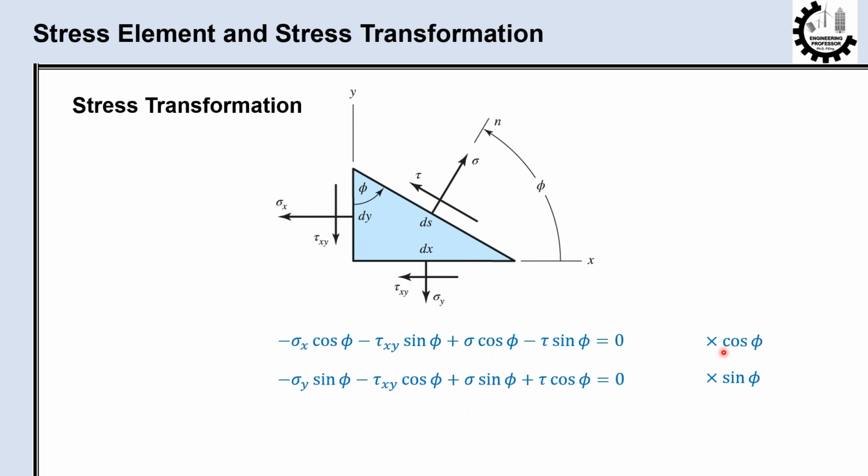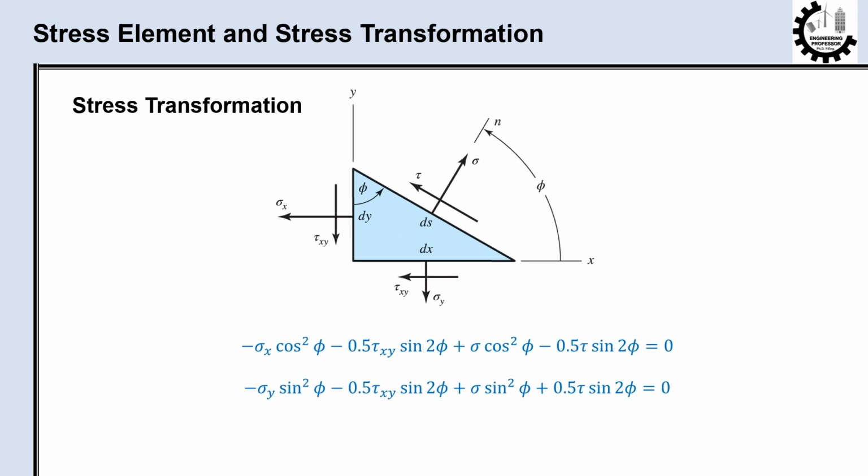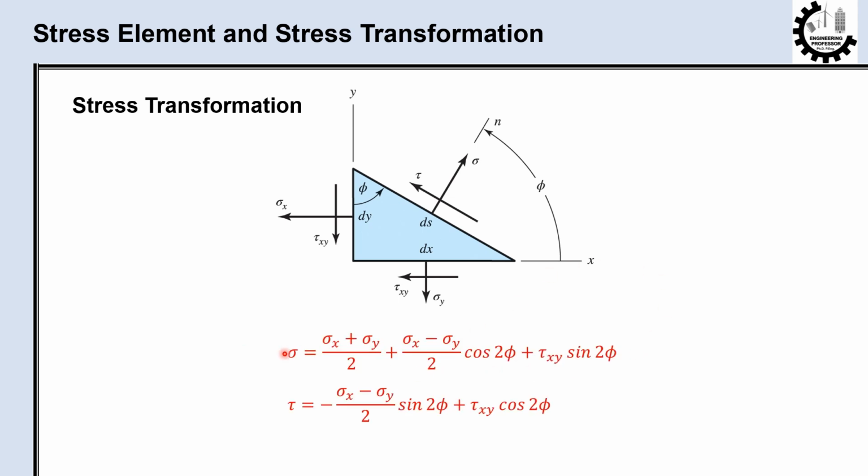Now, if we multiply the first equation by cosine phi and the second equation by sine phi, we get these equations. And we're almost done. Now, if we add up these equations, it results in eliminating tau. So we can find sigma. So we find sigma, and in a similar fashion, tau, acting on the diagonal plane rotated by angle phi, counterclockwise from the x-axis, based on sigma x, sigma y, and tau xy.